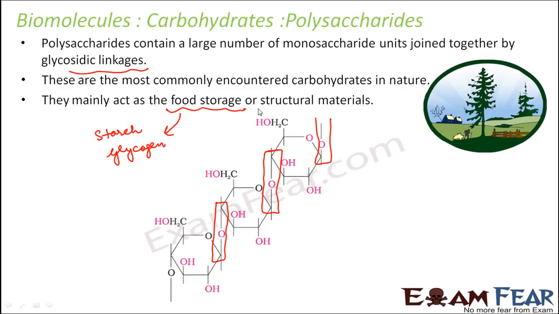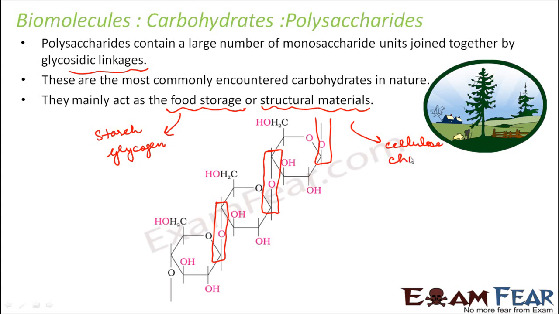They are also used as structural materials. What do we mean by structural materials? For example, cellulose. Cellulose makes up structures, or it builds structure. Cellulose is seen in the cell wall of plant cells. Every plant at the end of the day is made up of plant cells, and the plant cells have cell walls, and the cell walls are made up of cellulose. So cellulose is a very important structural material.